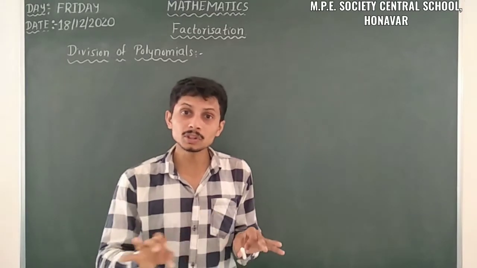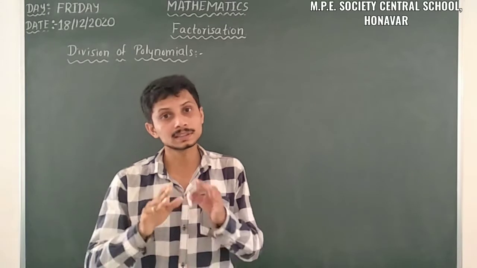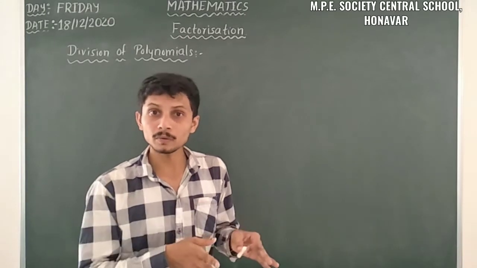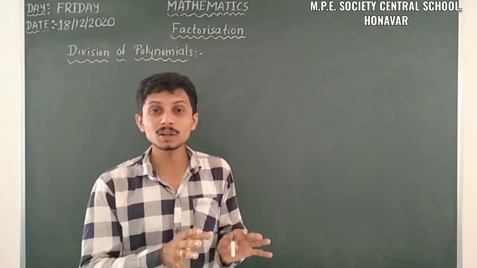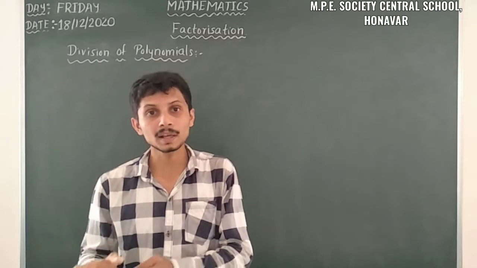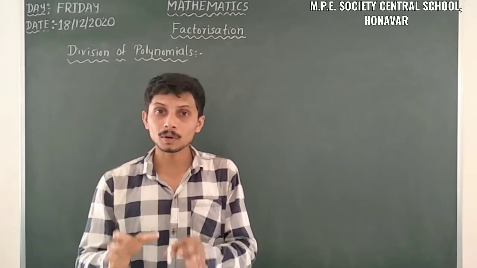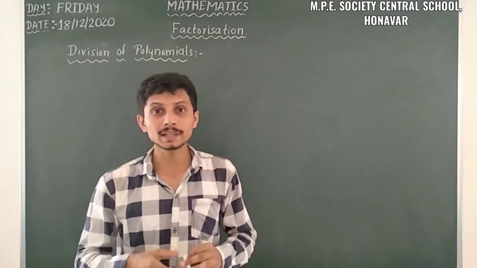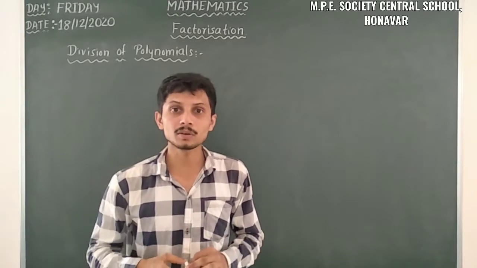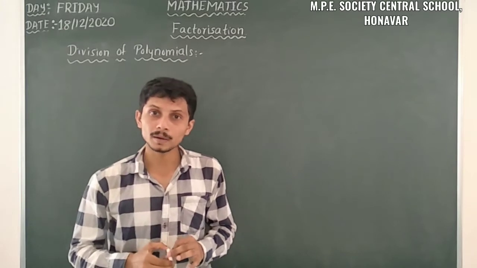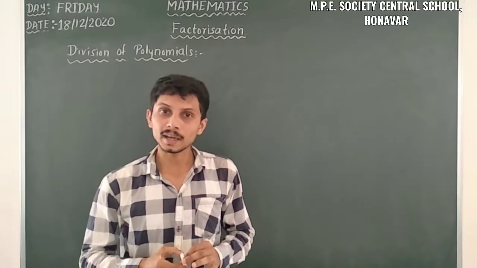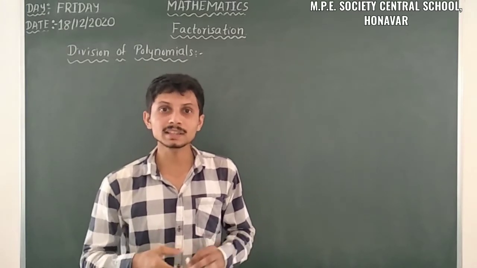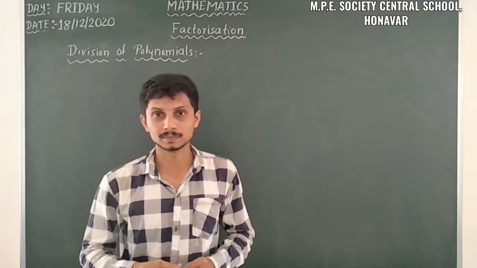In that, division of a polynomial by a polynomial is removed from the syllabus. So here we have only division of a monomial by a monomial and division of a polynomial by a monomial. Those are the only two parts we have. So let us discuss one by one. First we take division of a monomial by a monomial, with examples.